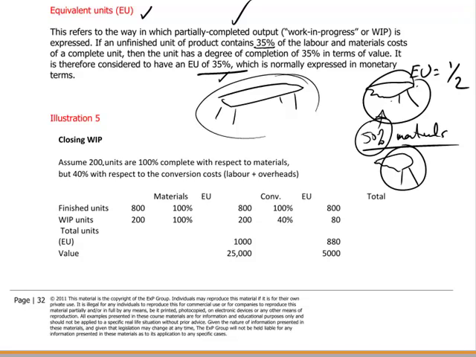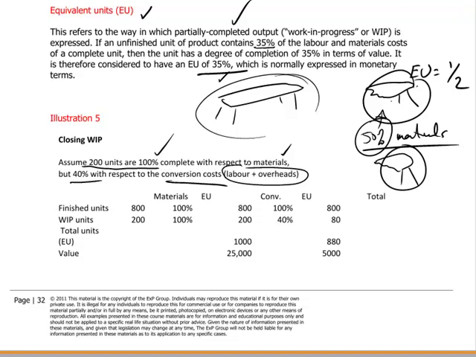Let's look at an illustration here. Suppose we have 200 units that are 100% complete with respect to the materials that are built into them, but 40% complete with respect to so-called conversion costs. By this we mean labor and overheads. So there's still some completion to be performed with regard to labor and overheads. We could look at this situation in the following way.